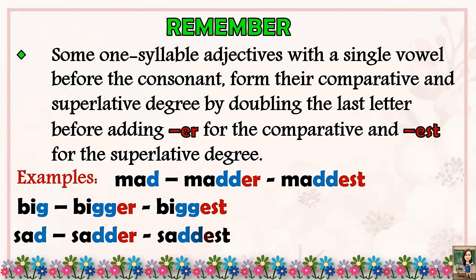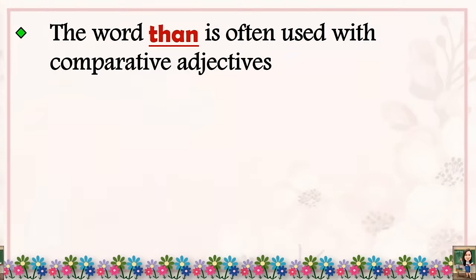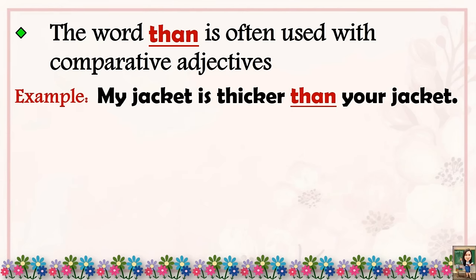So, the last letter is doubled, then we add ER for the comparative and EST for the superlative degree. And then the last example, fat, fatter, fattest. We double the last letter for the comparative and superlative degree. The word than is often used with comparative adjectives. For example, my jacket is thicker than your jacket. As you can see, we use than to compare the two jackets. We use this for comparative degree.